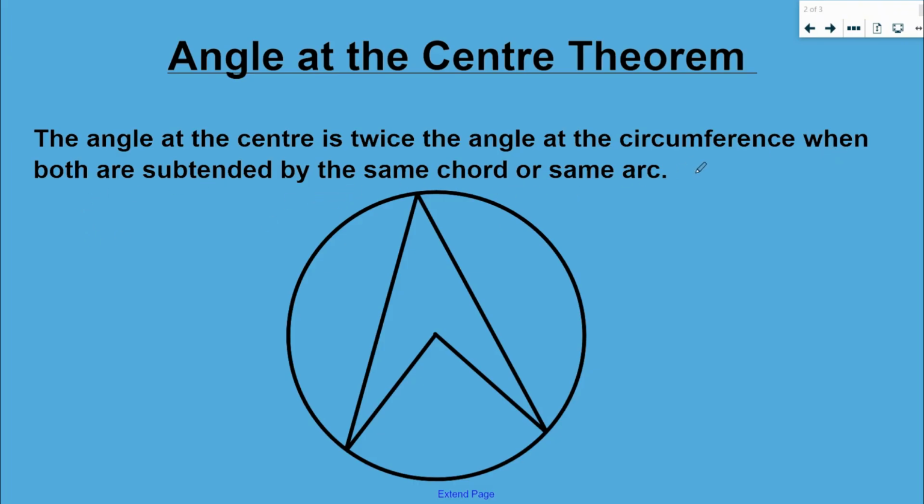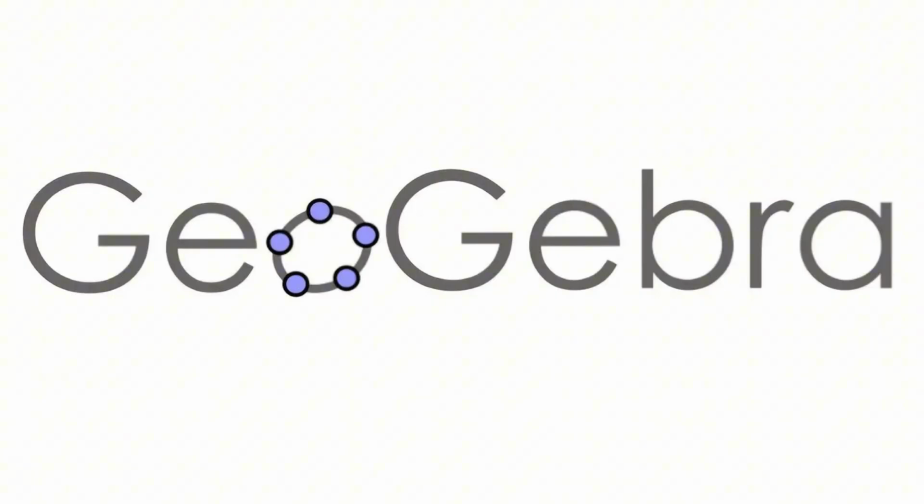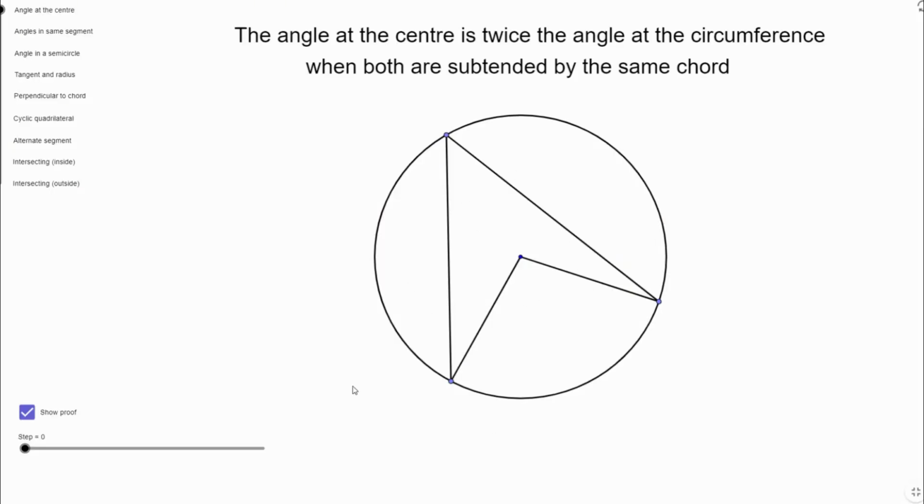or same arc. First we will label the figure: center O and the corners A, B, C. The theorem says if this angle is x, then this is going to be 2x. So the angle at the center is twice the angle at the circumference from the same chord or same arc. We will be using GeoGebra to visualize the theorem. Here is GeoGebra to visualize the circle theorem.